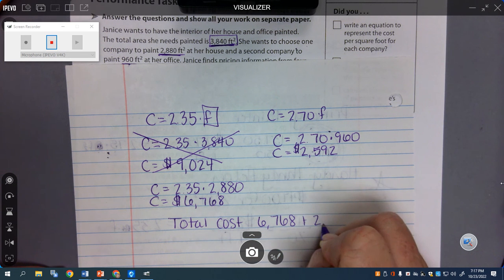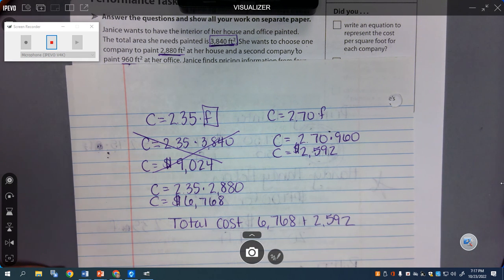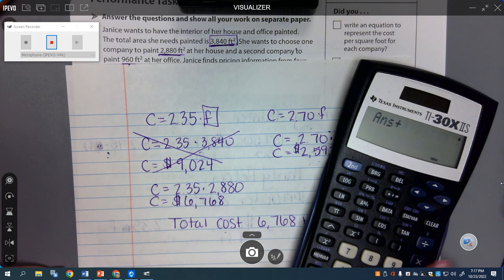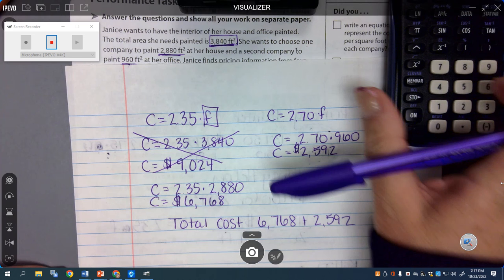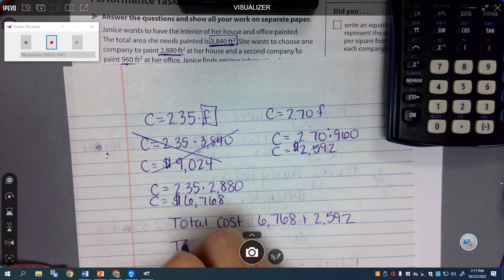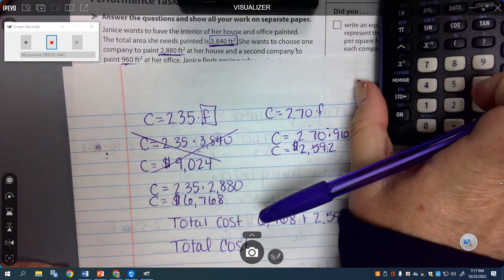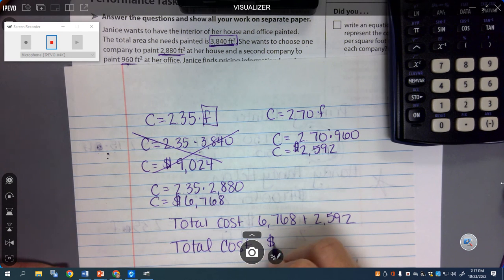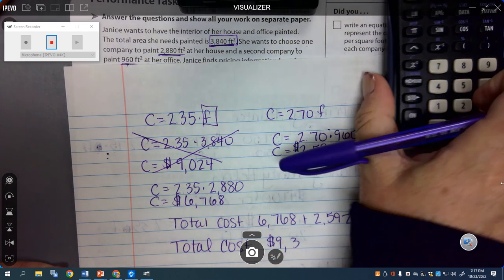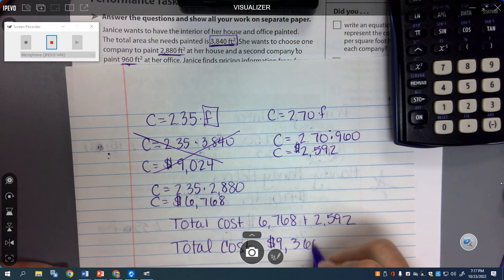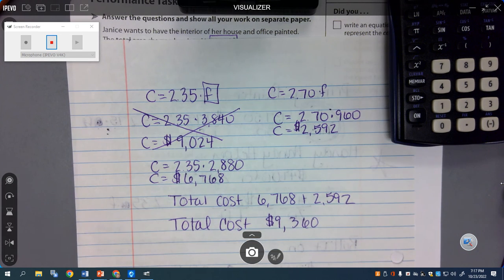Plus 2,592. And it comes out to be $9,360. Whew, that's a lot of money, a lot of money.